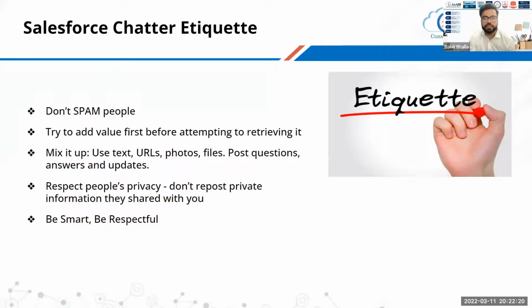So if you're sharing some kind of a learning or knowledge, that post should have value for the others. Mix it up, don't use text all the time, it's boring. You can use text, you can use URLs for any reference, you can use photos to make it more attractive, you can share files, you can post questions, you can answer them, and post updates. Respect people's privacy. So don't repost private information they share with you. This is something about privacy: we should not reshare the things which have been privately shared with you, and be smart and be respectful.